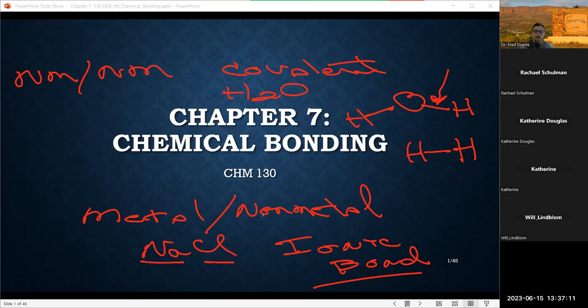So, two types of bonds: covalent and ionic. Covalent bonds are made up of nonmetal bonded to nonmetal. Ionic bonds are made up of metal and nonmetal.